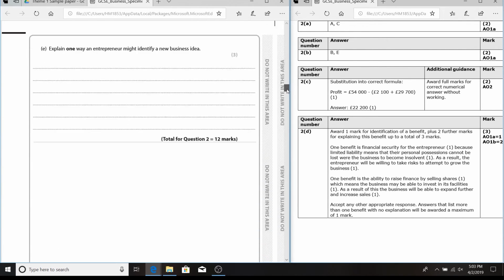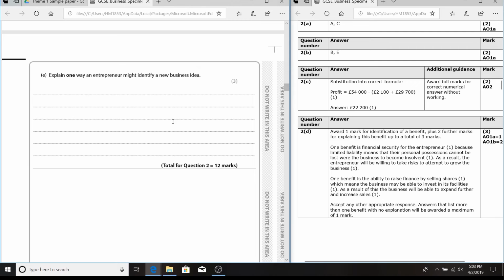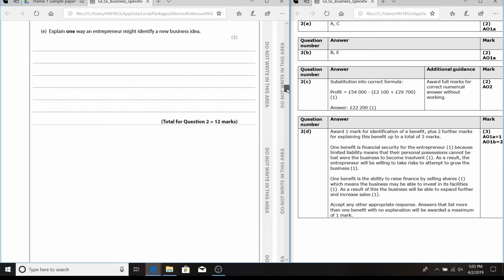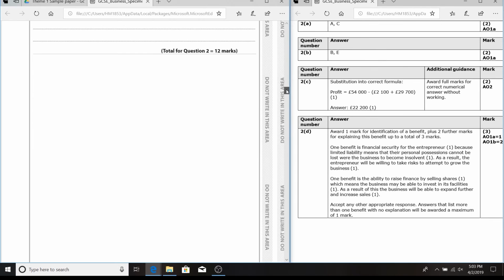Right, let's keep going. Another explain question. Explain one way an entrepreneur might identify a new business idea. Well, they might use a market map. So using a market map leads to identifying a gap in the market. Therefore, the business is differentiated. How short and sweet is that? But that's 3 out of 3, guys.